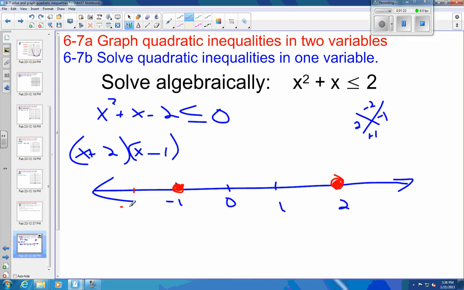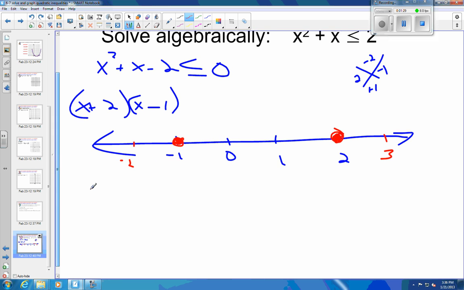So over here I've got a negative 2, and out here I've got a 3. And so I'm going to test all 3 places. So I'm going to test a negative 2 and figure if that's right. So then negative 2 squared plus negative 2 minus 2 and see if that's less than or equal to 0. So this is a 4. And then this is a positive 4. So is 4 plus 4 less than or equal to 0? That's a no.